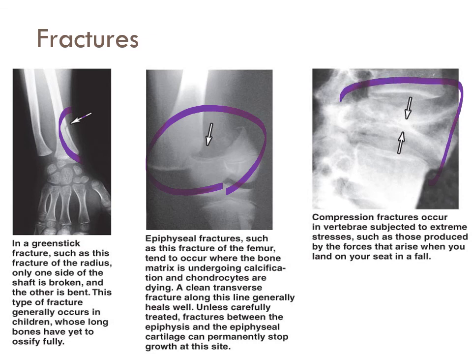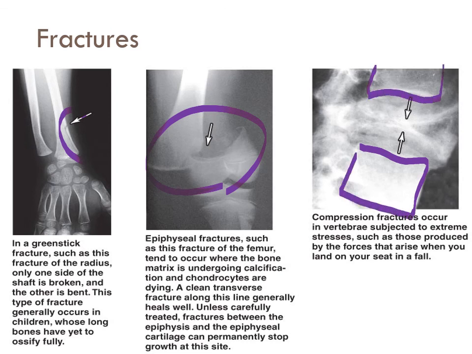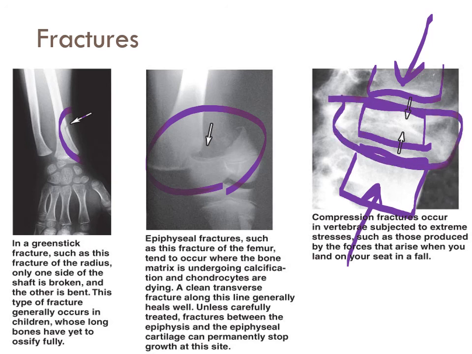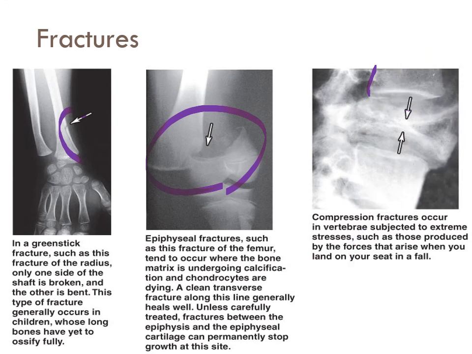This is a compression fracture. You can see that this vertebrae is nice and square, and this vertebrae looks nice and square. And so this vertebrae in between should be nice and square like that. But instead there was a compression, so you've got forces coming in either direction that squeezed and broke this vertebrae, and so now it's squished out and going in front and behind.